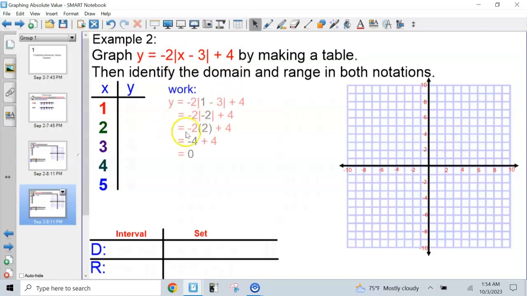So I plug in 1. I have to work on the inside first. It has to be a single number. So 1 minus 3 turns to -2. The absolute value of -2 comes out +2. Then I can multiply this -2 in front. -2 times 2 is -4. -4 plus 4 is 0.